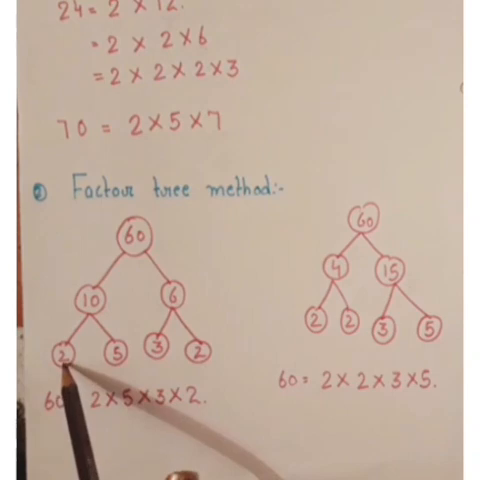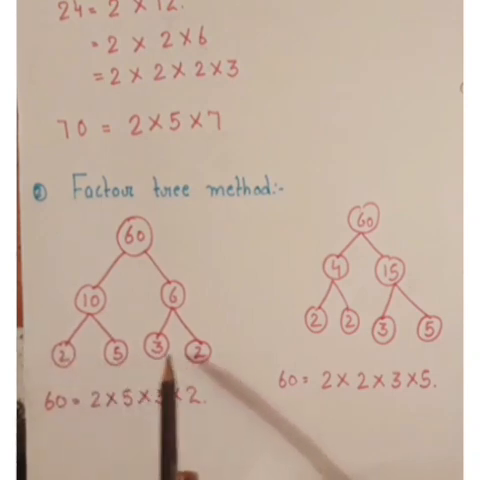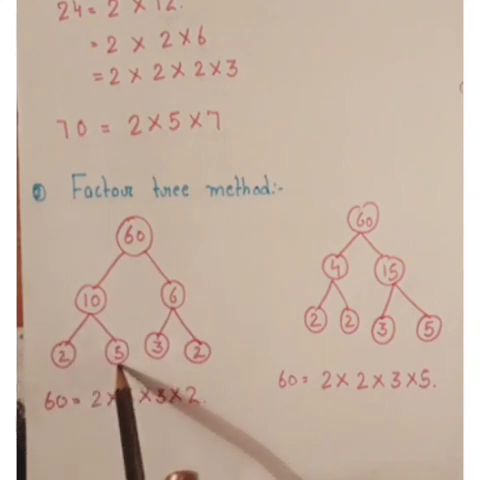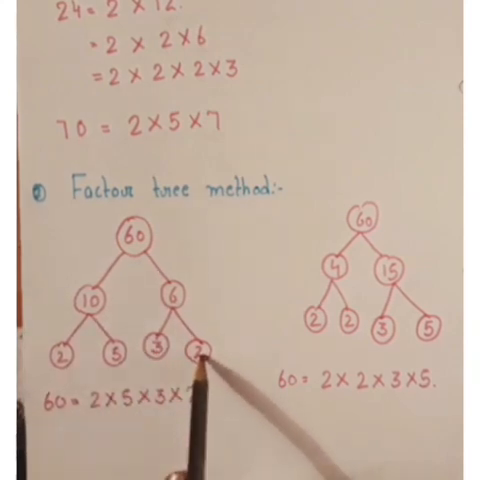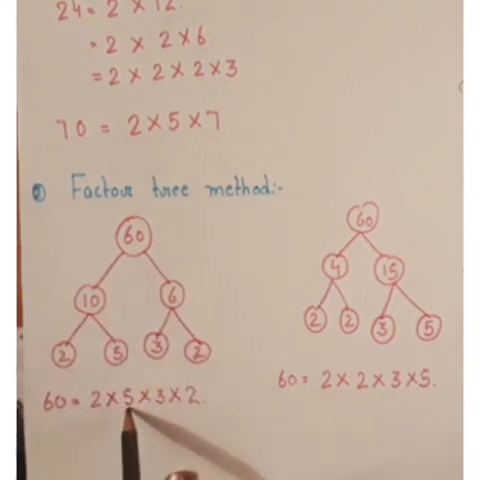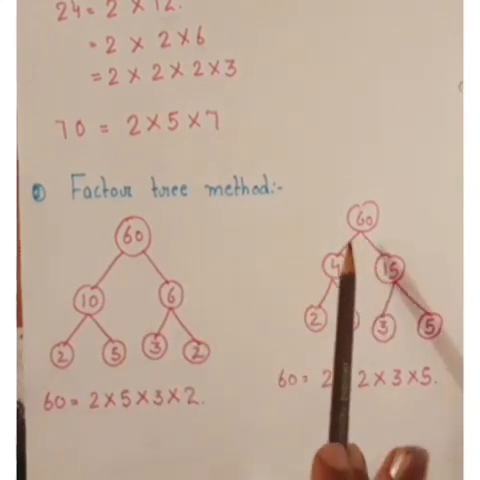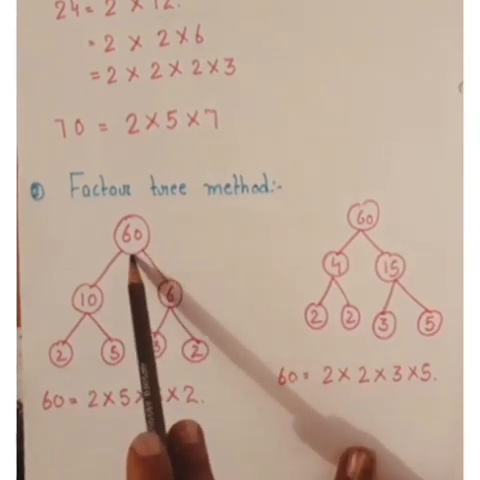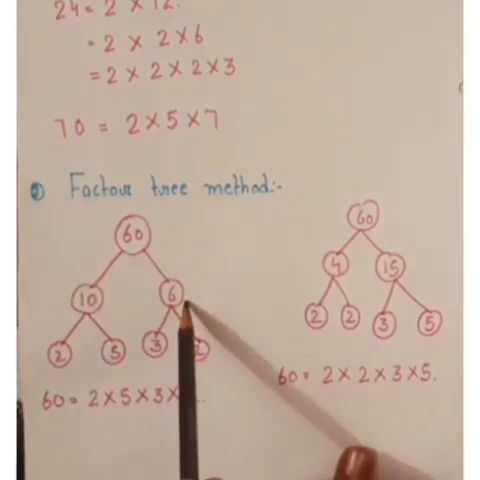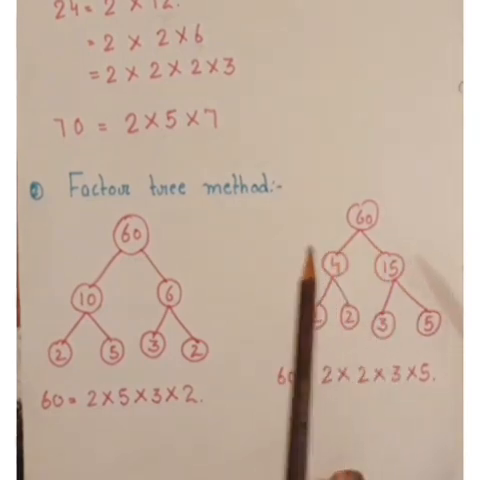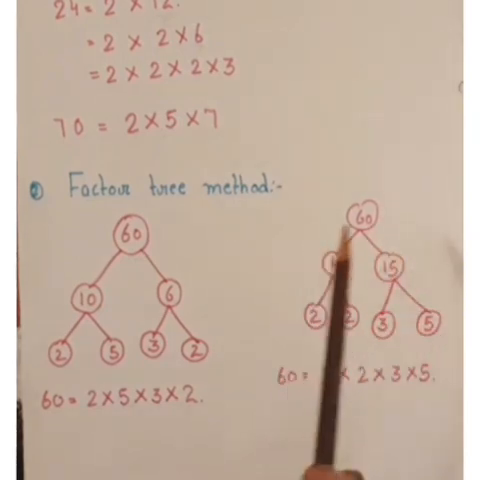Okay, now you can see in this line 2, 5, 3, 2 all are prime numbers and I cannot break them. Okay, so the prime factorization of 60 is 2 into 5 into 3 into 2. Okay, I have written here 2 into 5 into 3 into 2. Clear? Now one more thing is there. It is not necessary to break this 60 as 10 into 6. Many of you can break it as 4 into 15 or 30 into 2. Okay, so it is up to you.